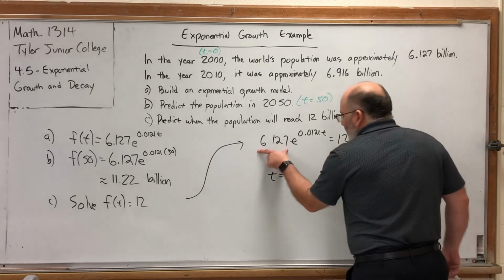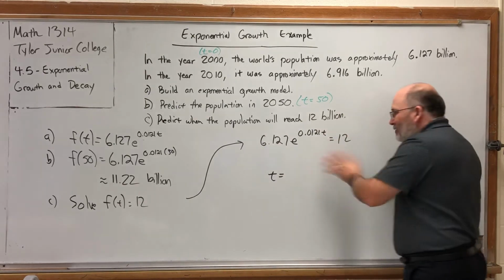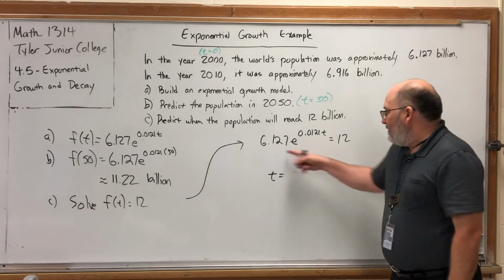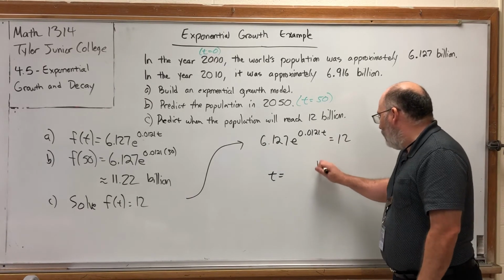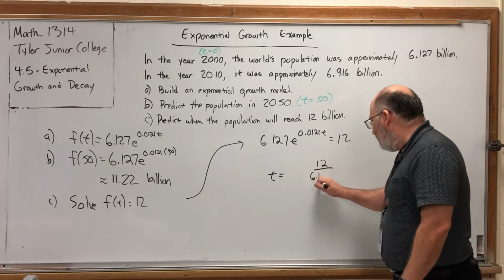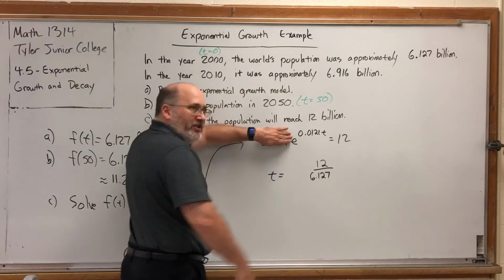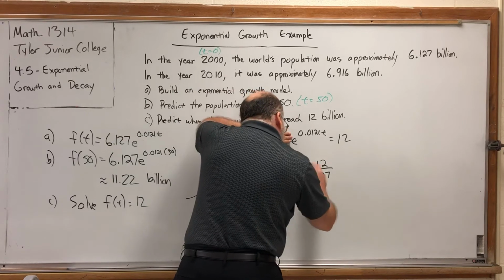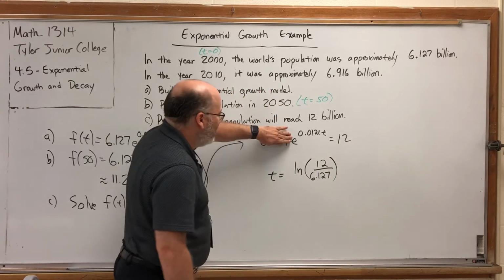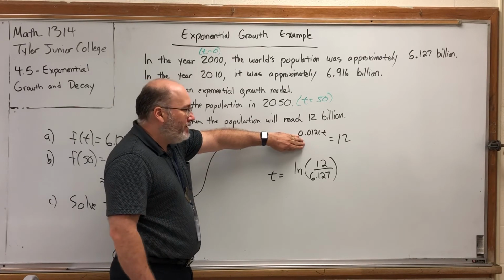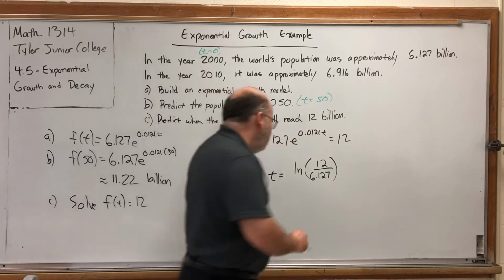You would divide both sides by 6.127. In fact, let me start building the solution based on what I would do. You would start by dividing both sides by 6.127. So this is the first thing that would happen to the 12. Then you would take the natural log of both sides. The consequence of that is it would cancel the e and you would be left with 0.0121t, at which point you would just divide.